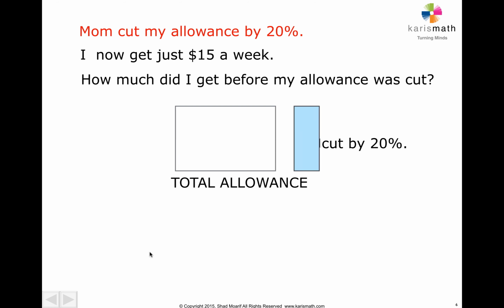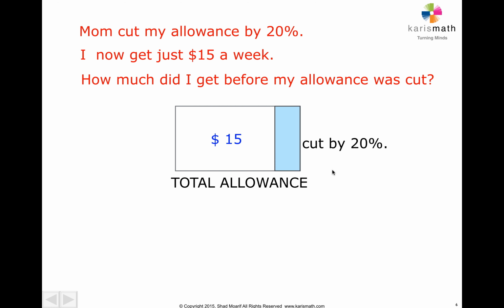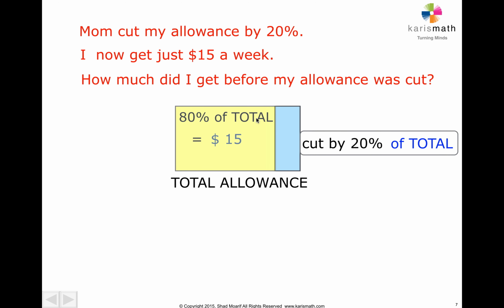Well, common sense will tell you that if you're getting $15 a week, which is this bit here, this must be 100 minus 20, which got cut off. So if you take away 20% from 100, this must be representing 80%. This must be 80% of the total. So 80% of the total is what makes $15. So we write it as an equation. 80% of total equals $15.